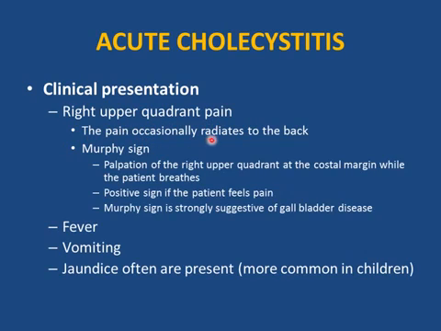The pain occasionally radiates to the back. Murphy sign is a classic sign of acute cholecystitis. It is palpation of the right upper quadrant at the costal margin while the patient breathes in. This can elicit or cause pain. Murphy sign is strongly suggestive of gallbladder disease. Also, they may present with fever and vomiting. Jaundice is often present, especially in children.